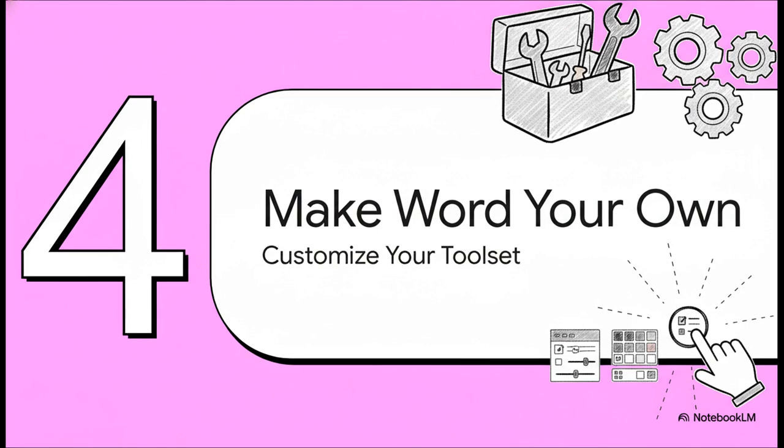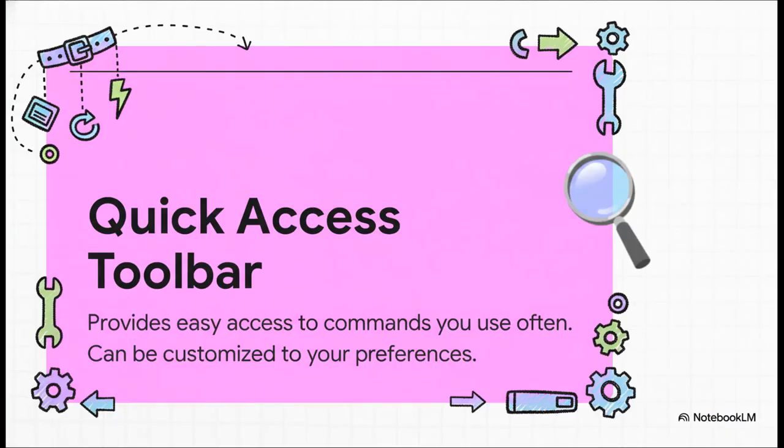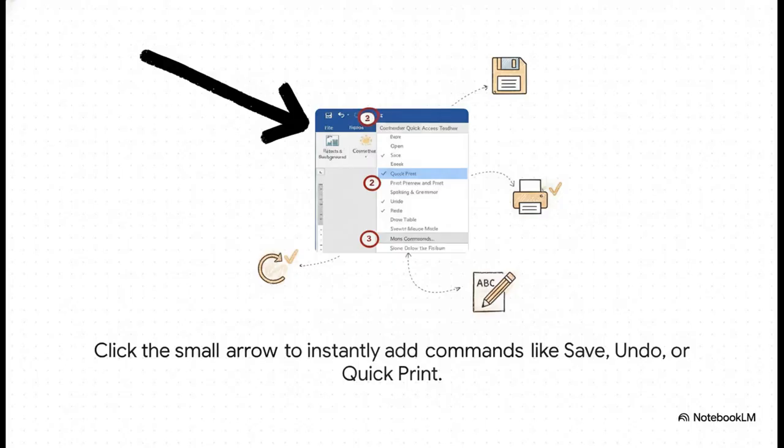Word isn't just a static tool, it's your tool. Let's take a quick look at how you can customize it so it fits the way you work perfectly. So look way up at the top of the Word window, even above the ribbon. See that tiny little row of icons? That's called the Quick Access Toolbar. Think of it like your own personal utility belt, where you can pin the commands you use all the time for instant one-click access. And customizing it is so easy.